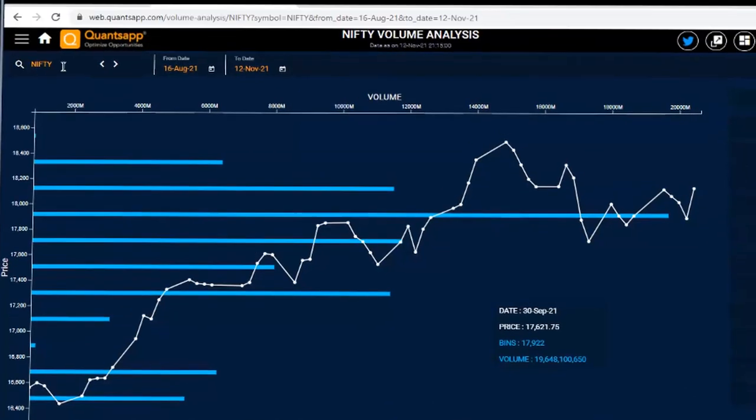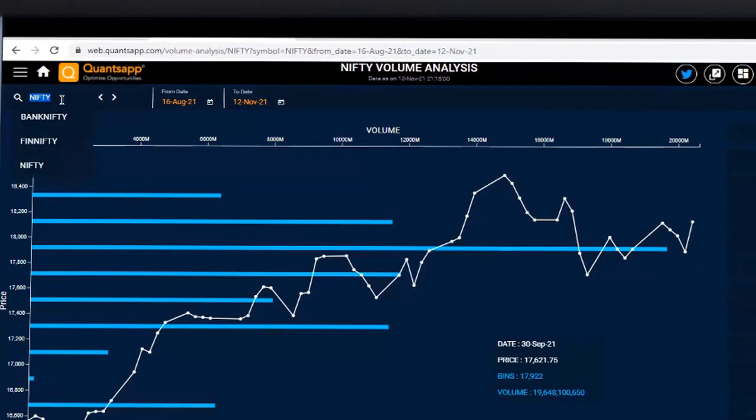Further, if I want to, I can increase or decrease the data, and I can also change the instrument from here. So let's take an example of Hindustan Unilever.